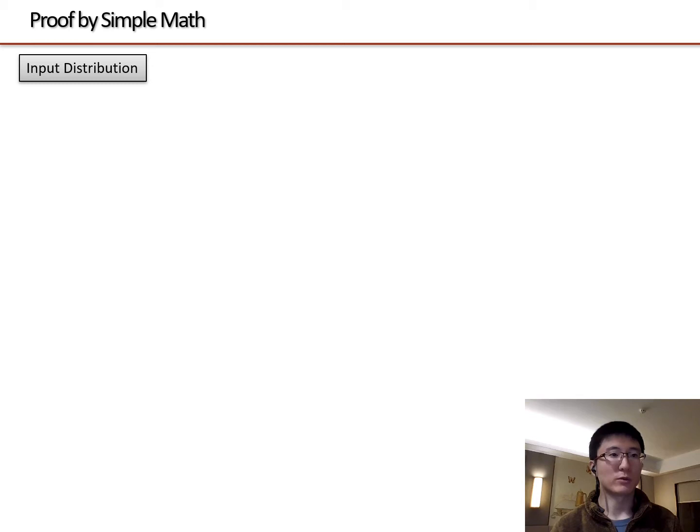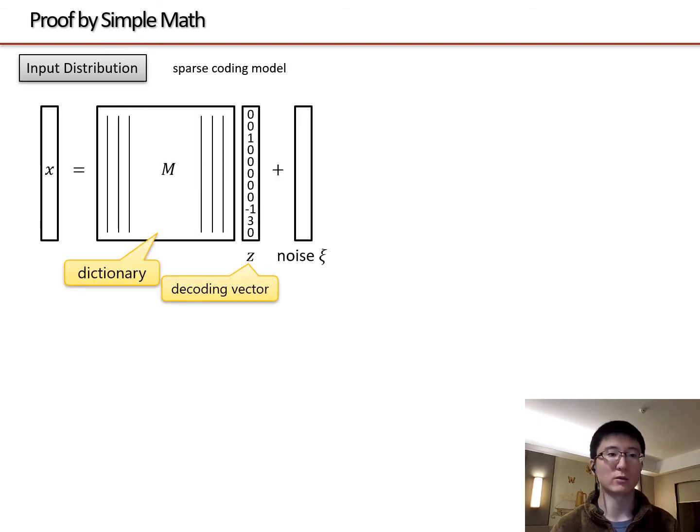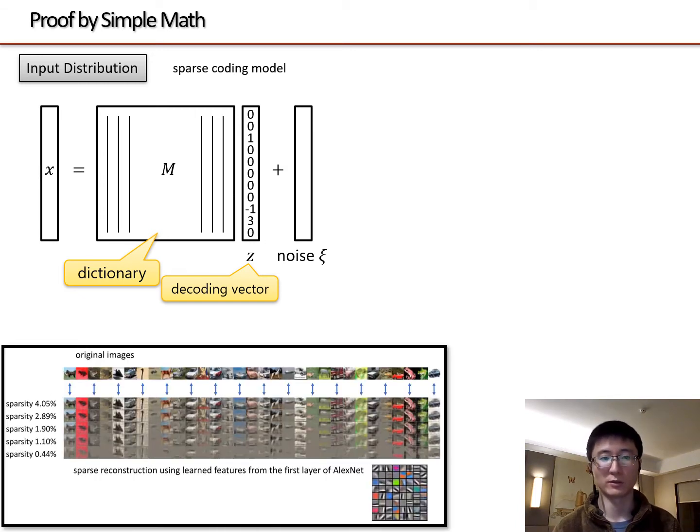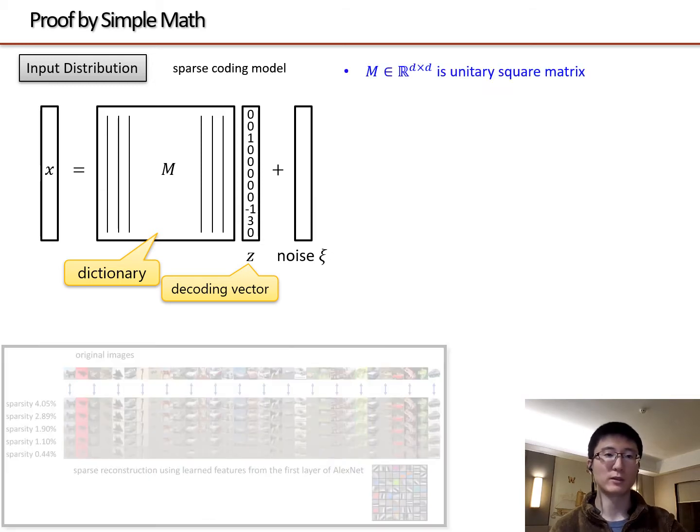In particular, I'm going to make assumptions on the input distribution, and suppose the inputs are vectors satisfying a sparse coding model, namely x equals some dictionary matrix times a sparse decoding vector plus noise. The sparse coding model makes sense because many real-life data sets are indeed sparse in some bases. And here, I want to make some concrete assumptions. For simplicity, let's think about the dictionary matrix being unitary and square.